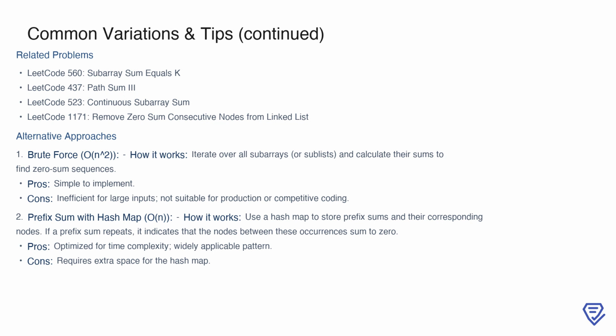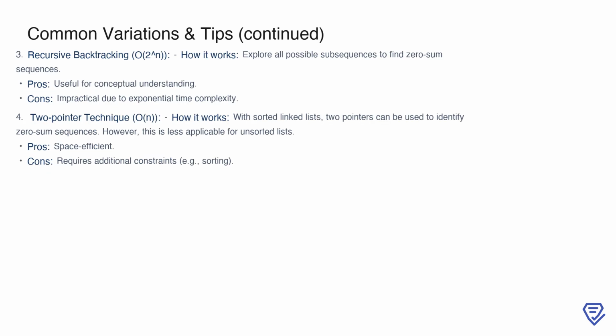Another alternative to consider is recursive backtracking, which explores all possible subsequences to find zero-sum sequences. While this approach can be useful for conceptual understanding, its exponential time complexity of 2 to the power of n makes it highly impractical for real-world applications.